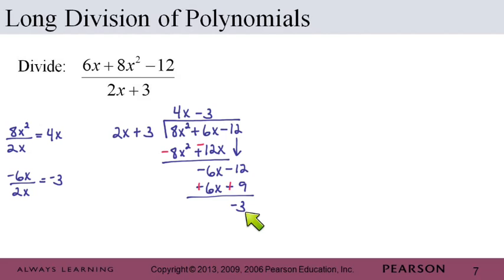So this will be our remainder because there's not anything else to pull down. And the degree of this x is larger than this one because this one doesn't have an x. So negative 3 is our remainder, and we put that over 2x plus 3.